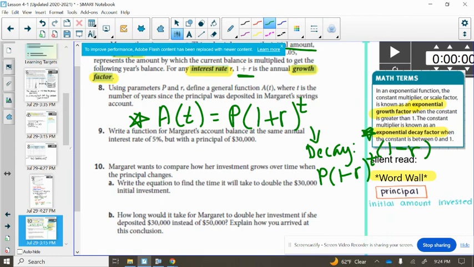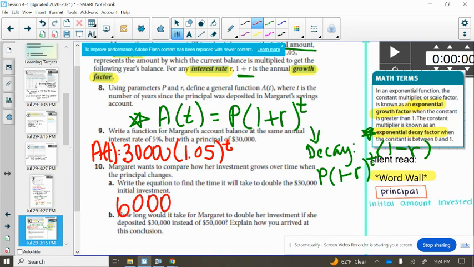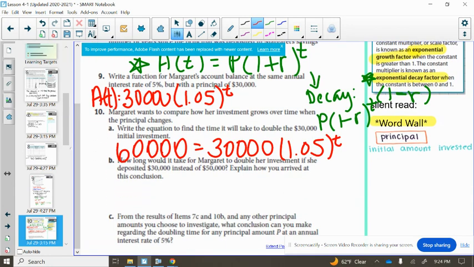Now, something that we are going to notice is, let's say that Margaret instead intends on only investing $30,000. So she changes things up, same account, however, she has less money. And what she wants to know is, will her double time take any longer if she only invests $30,000 as opposed to the $50,000?